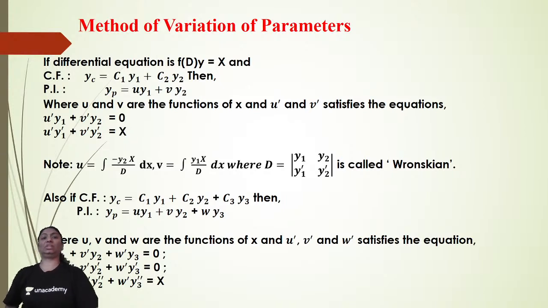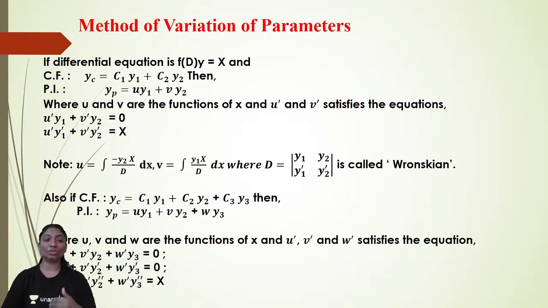Here the differential equation is f of D of y equals X, and the complementary function is yc equals c1y1 plus c2y2, then yp equals uy1 plus vy2, where u and v are functions of x. u dash and v dash satisfy the equations u dash y1 plus v dash y2 equals 0 and u dash y1 dash plus v dash y2 dash equals X. Note, u equals integral of minus y2 into X upon D dx, and v equals integral of y1 X upon D dx, where D is the determinant of y1, y2, y1 dash and y2 dash, and that determinant is called the Wronskian.